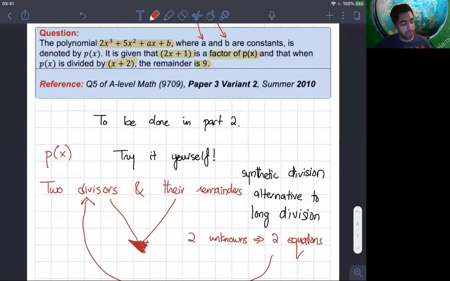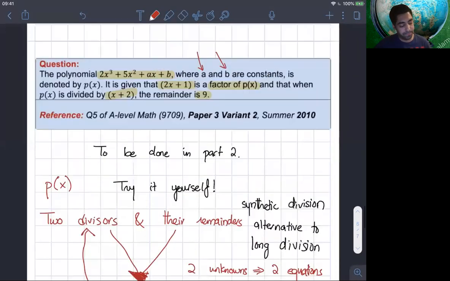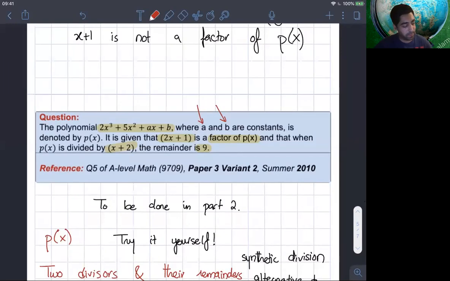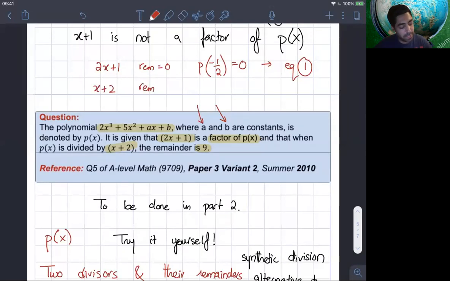Now, let me just form those two equations for you, and you can do the rest yourself. Okay, let's keep this in view. The first divisor is 2x plus 1. Remainder here is 0. That means p of minus 1 over 2 should be 0. That's going to give you your first equation. Second divisor is x plus 2. And the remainder in that case is 9. So that means p of minus 2 is going to be 9. That's going to give your second equation. You're going to solve them simultaneously to find a and b.